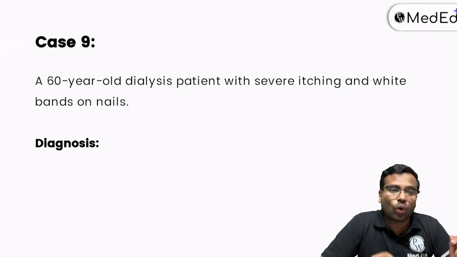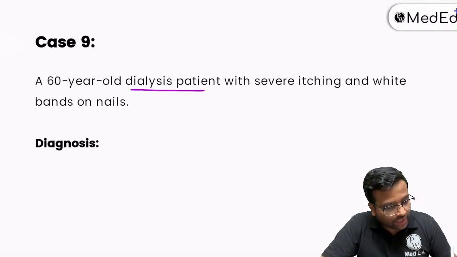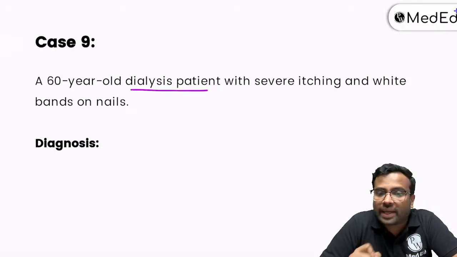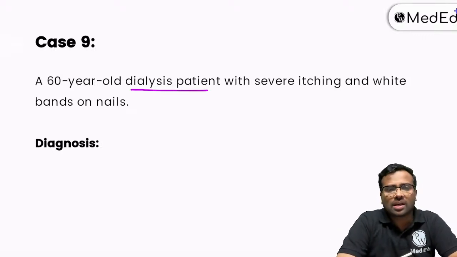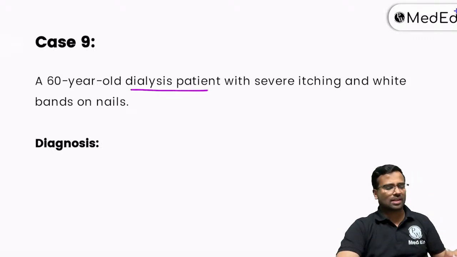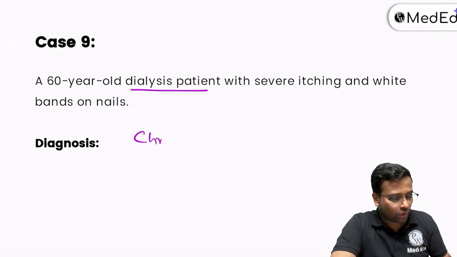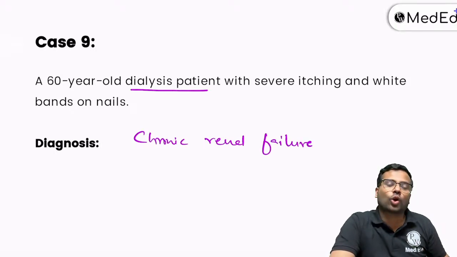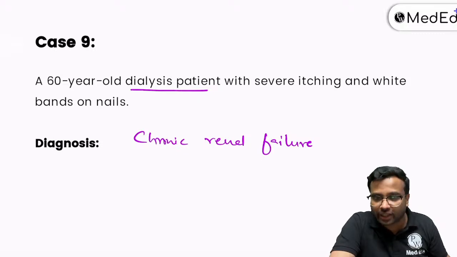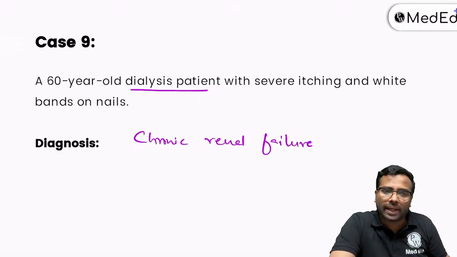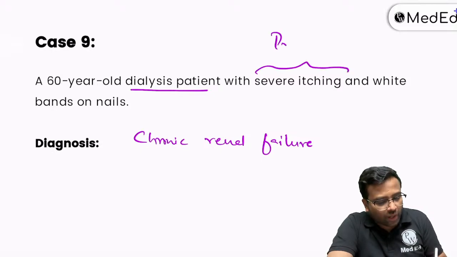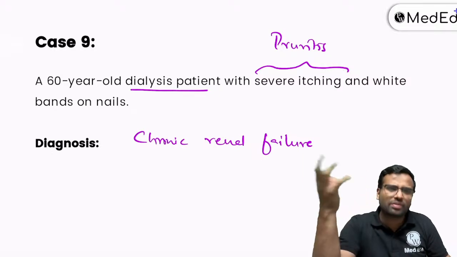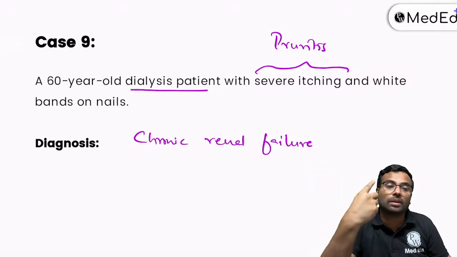A 60-year-old dialysis patient. The question itself says it's a dialysis patient, with severe itching and a white band on nails. A patient who is undergoing dialysis, we already know the diagnosis here is going to be chronic renal failure. In these patients of chronic renal failure, it's a very common complaint to have severe itching, which is called pruritus. This can be heavily distressing to the patient. Along with that, you can also find a white band on the nails.